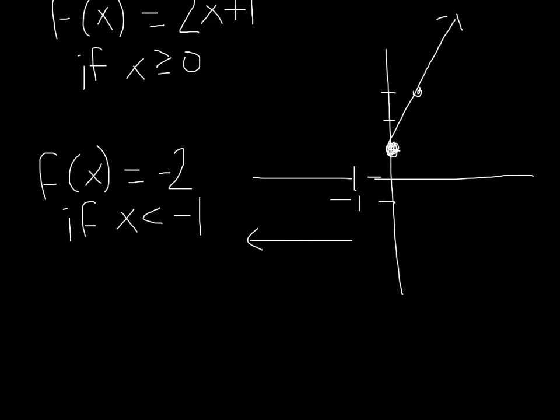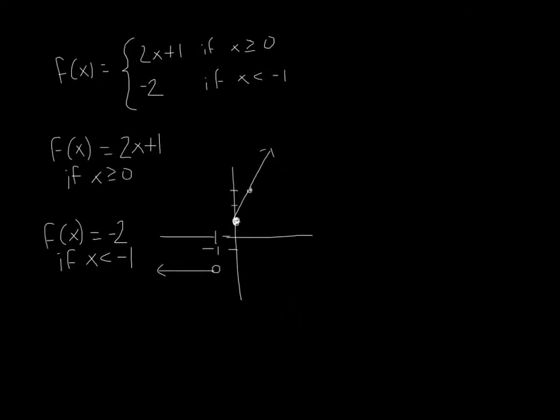Now this boundary, because of the inequality, is open. So right here, see, it doesn't have the or equal to. So strictly less than negative 1 has to be an open dot right there. And that's the graph of the piecewise function that is given by f of x equals 2x plus 1 if x is greater than or equal to 0, and f of x is equal to negative 2 if x is less than negative 1.